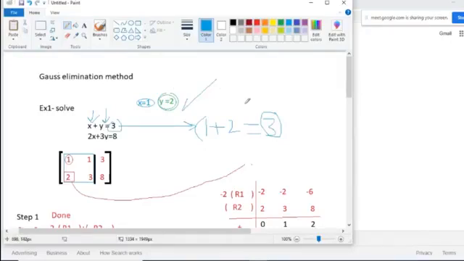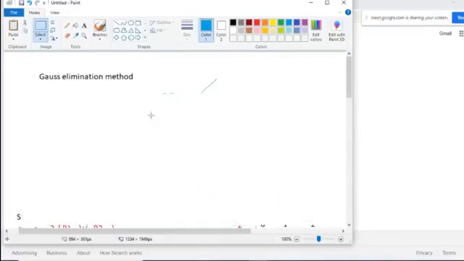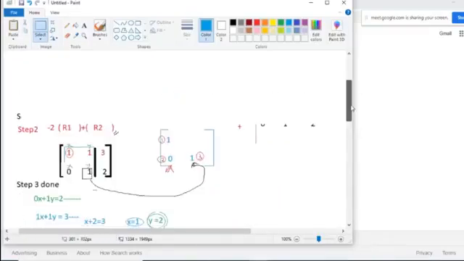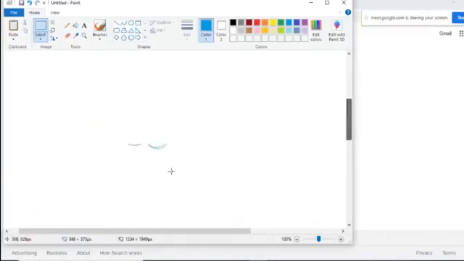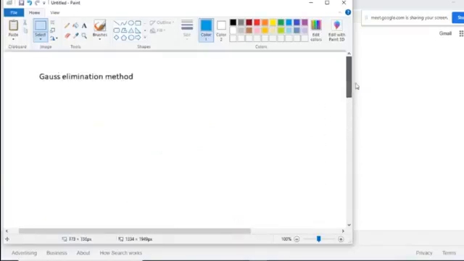Is it clear? Yes. Okay, if it's not clear, I will solve another example from the beginning. If this method is not clear for you, try to focus from now. I will solve another one.